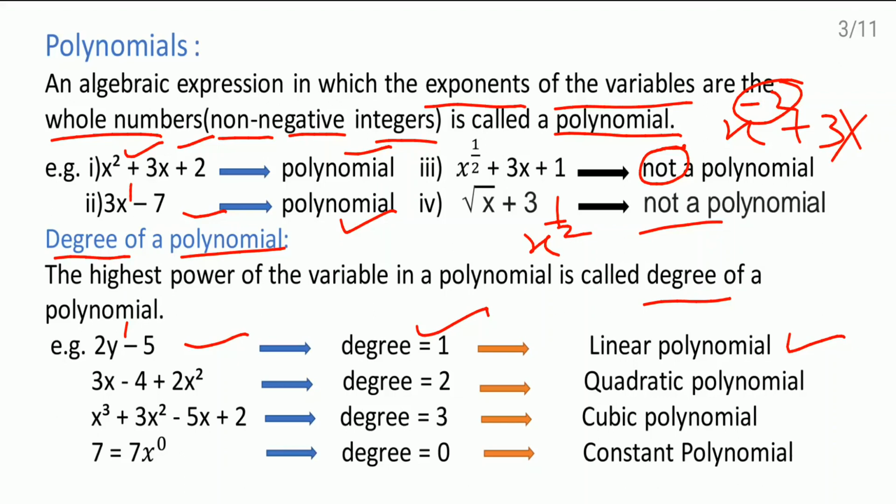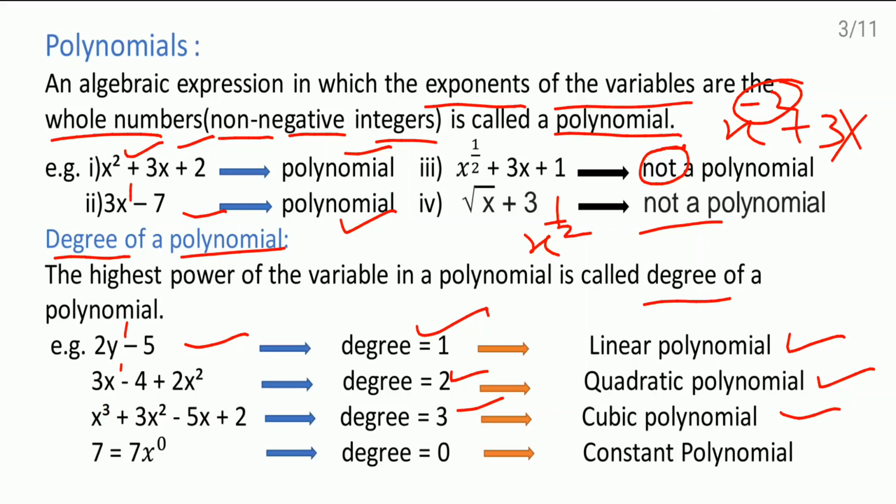Now come to the second one here. Observe all the terms: 3x minus 4 plus 2x square. Now look at the powers, 2 and 1. Which is the bigger one? 2. So the degree of the polynomial is 2. Whenever the degree of the polynomial is 2, that type of polynomial is called a quadratic polynomial. Look at the third one here. The highest power is 3, so it is a cubic polynomial.